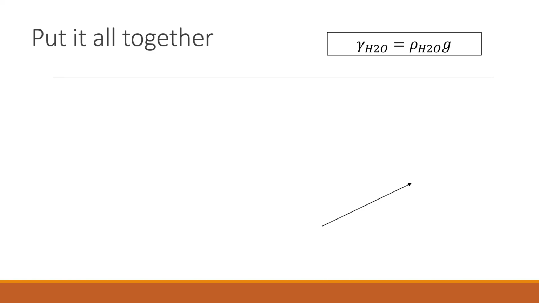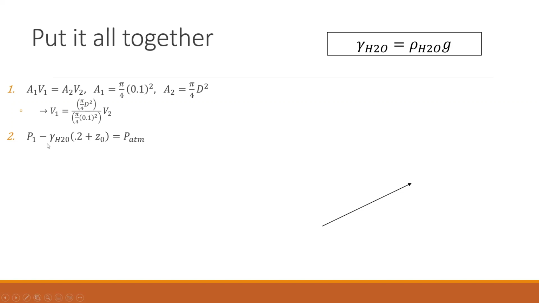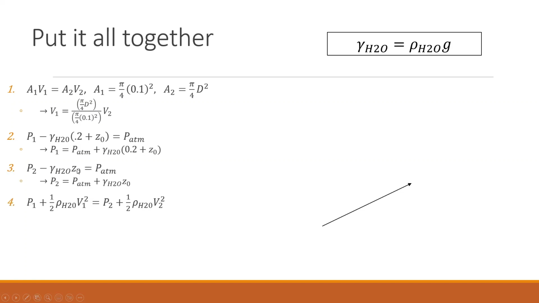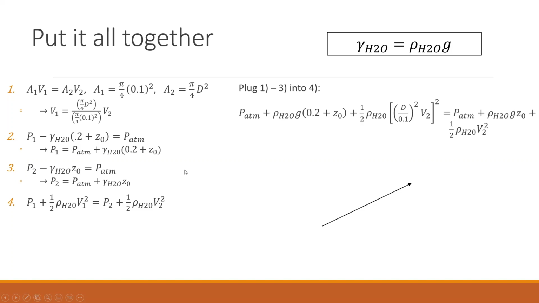So let's put it all together. Ignore that arrow, it shows up later. Doing some math, we can relate V1 to V2, and then we can rearrange P1 as this. You'll see why this shows up later. And P2. Then we can throw equations 1 through 3 into the 4th equation, right? You'll see that the P atmospheres cancel out. The rho H2G Z naught and rho H2O G Z naught also cancel out. So what we are left with is just this equation, right?